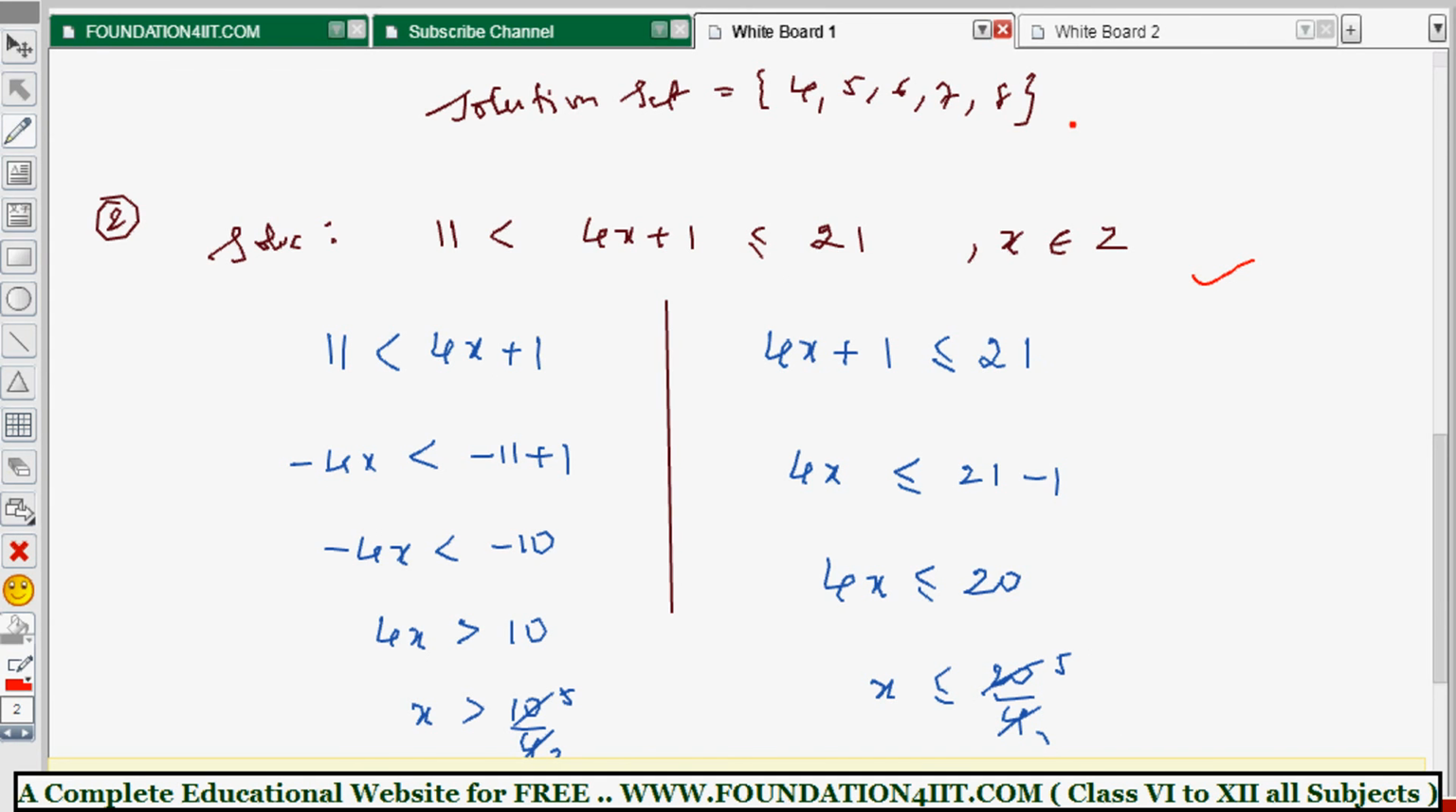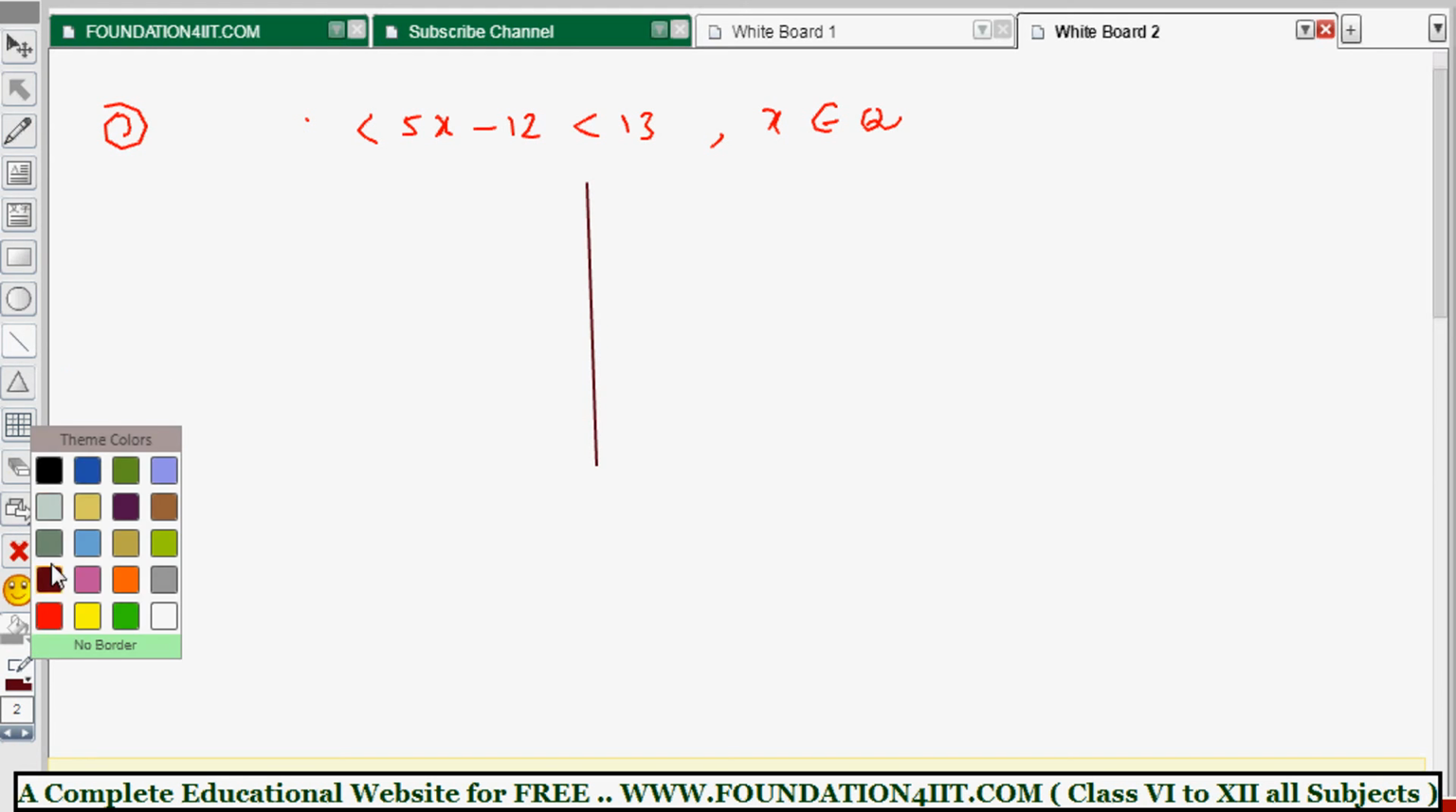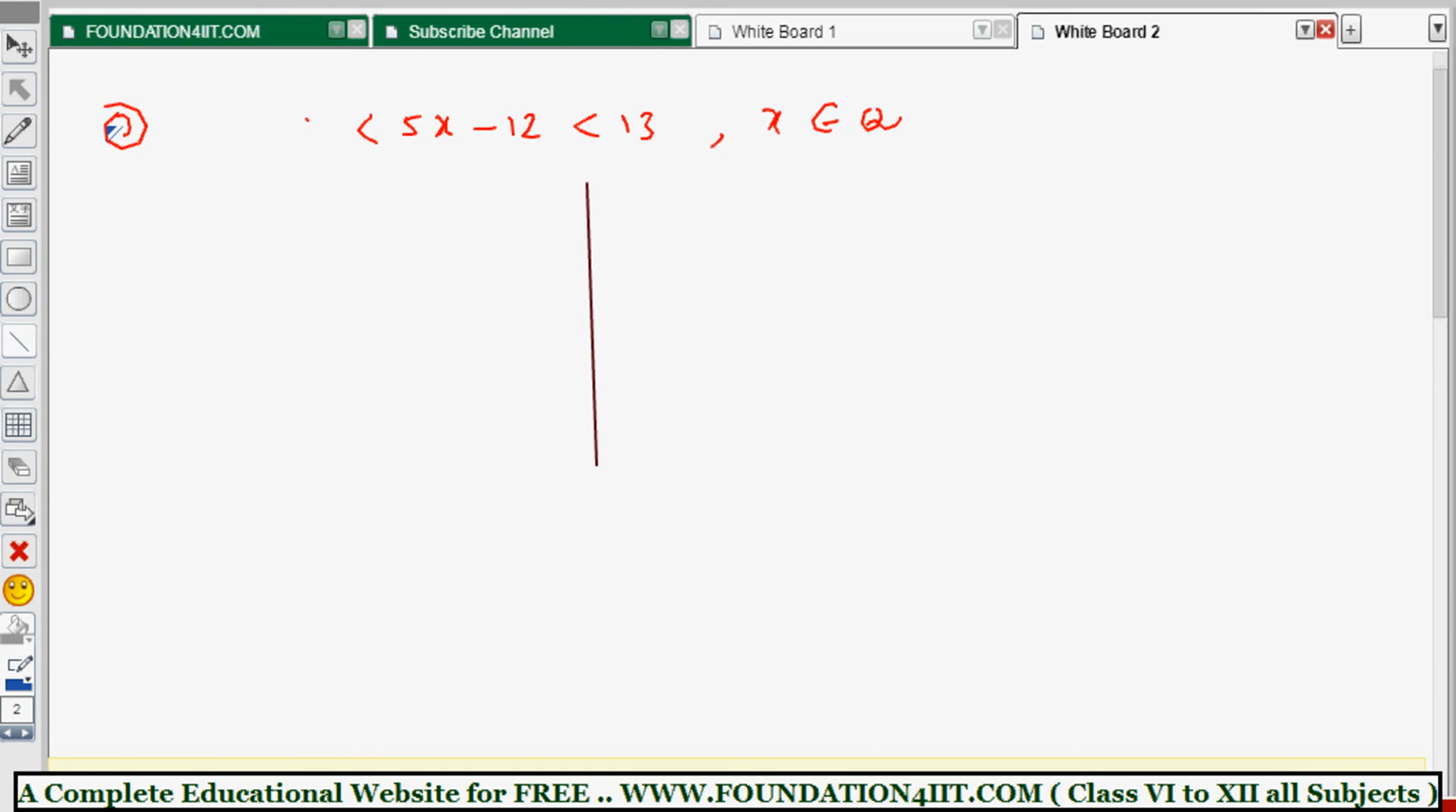Okay. So a similar sum, I will explain one more, a bigger one. See one question: 0 less than 5x minus 12 less than 13, and here x belongs to rational numbers. Okay, x belongs to rational numbers, so not a problem. We can take the two separately. So we should take them separately and we need to solve.